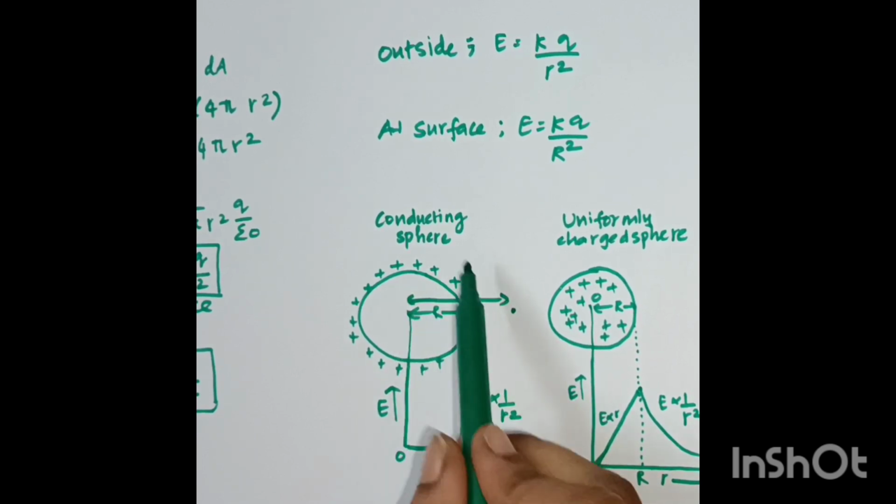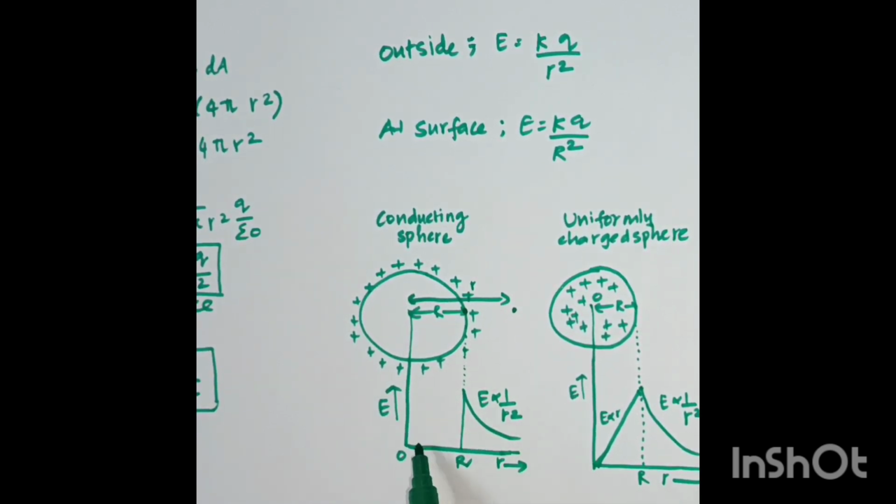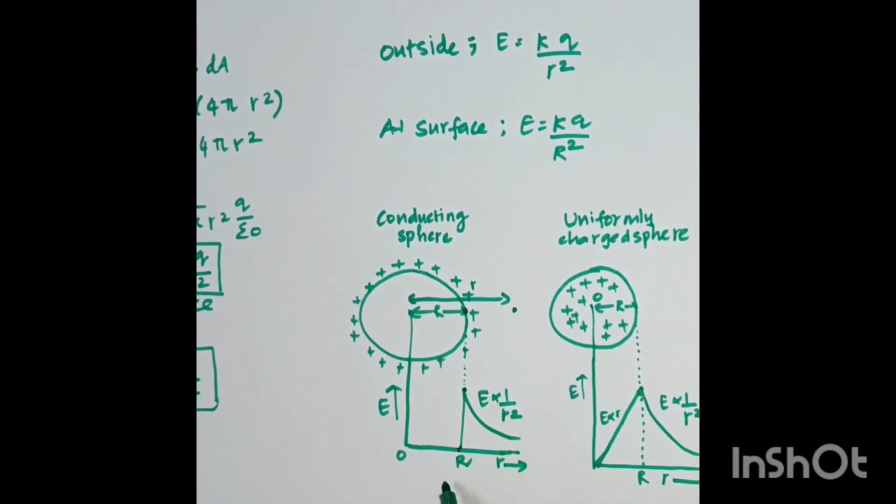So we know if it is a conducting sphere, inside every point we have electric field 0. So up till R, in the graph, on this axis we have represented the distance, and on this axis we have represented the electric field. Up till the radius, there is no value of electric field. If you take it at the surface, exactly at R, then the electric field is maximum, that is KQ by capital R square.